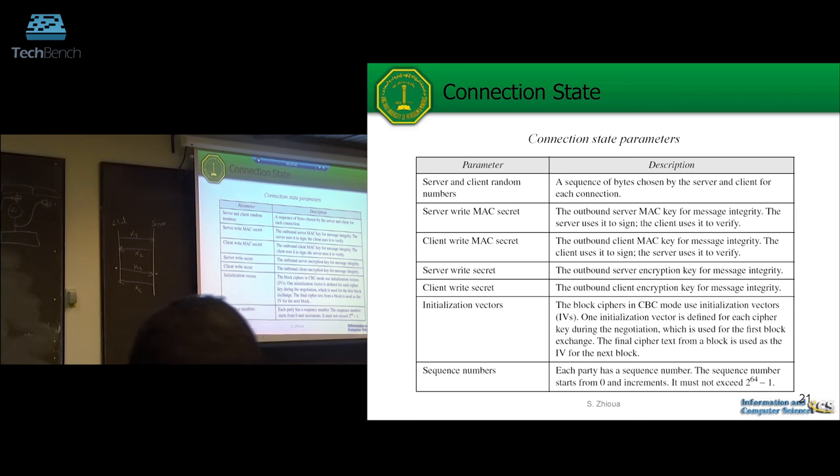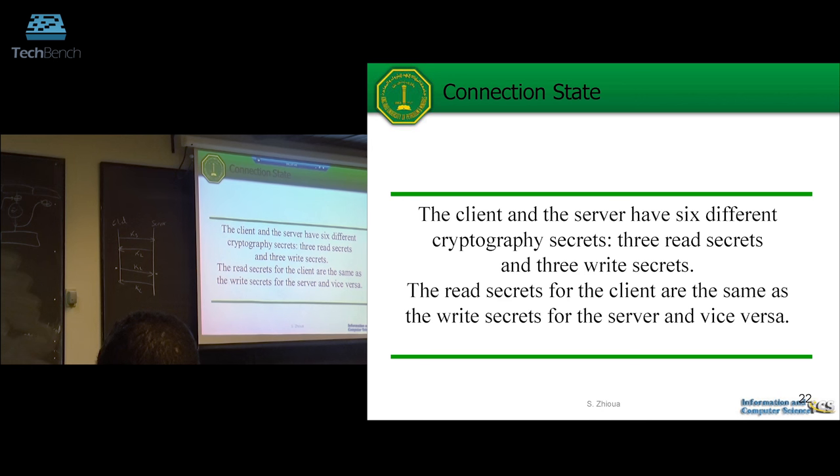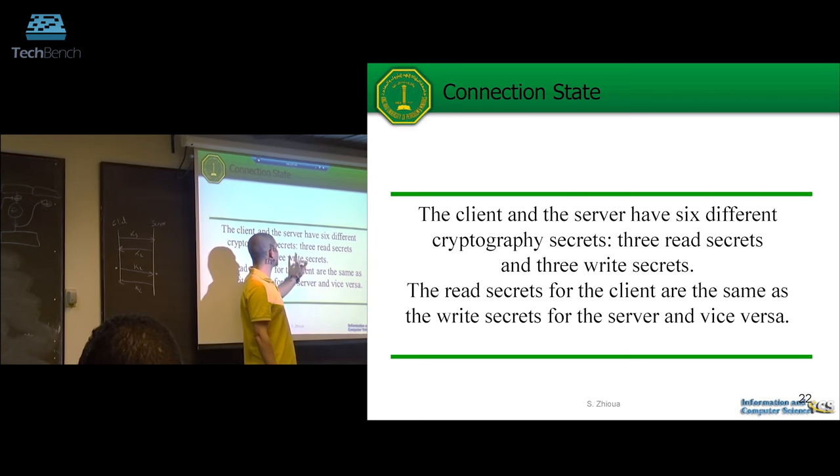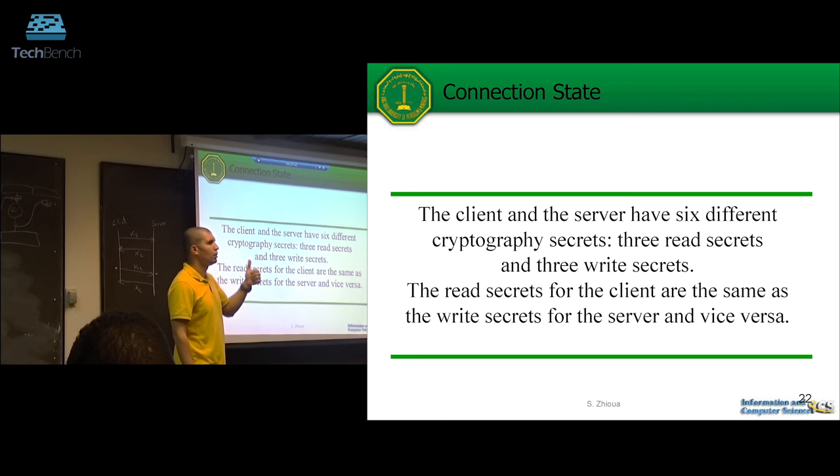Again, this is the information you need for every connection, and a session can hold several connections. Now, the client and the server have six different cryptographic secrets, three read secrets and three write secrets. What are the three read secrets? You have the MAC key, the symmetric key for encryption, and the initialization vector for encryption.